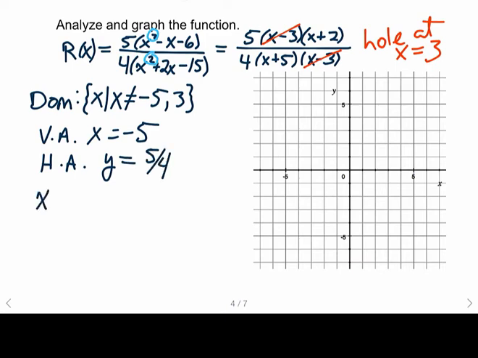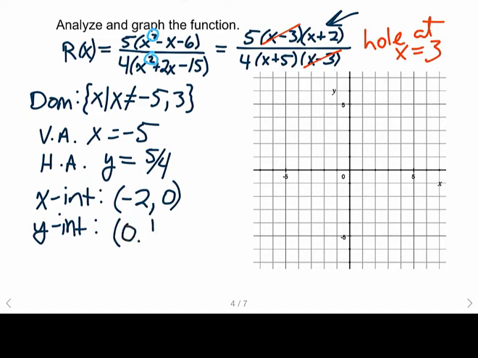Now for our x-intercept, we look at the numerator, and it's good to look at the reduced numerator, and so I can see that we have a factor of x plus 2, and so the number that would make that 0 is negative 2. Our x-intercept is negative 2, 0. Our y-intercept is what happens when we evaluate the function at 0. And again, I'm looking at the reduced version of our expression to see that our y-intercept is 0, 1/2. Let me make that a comma.